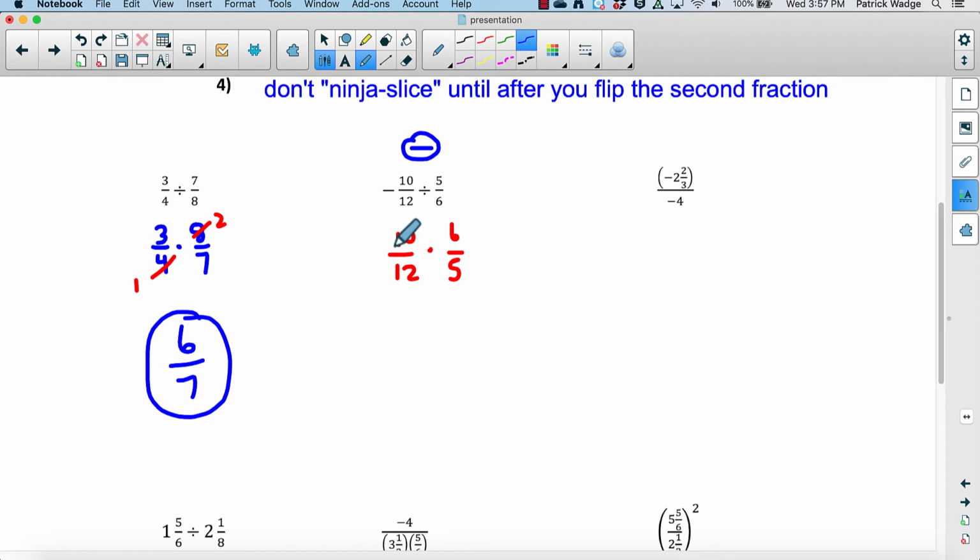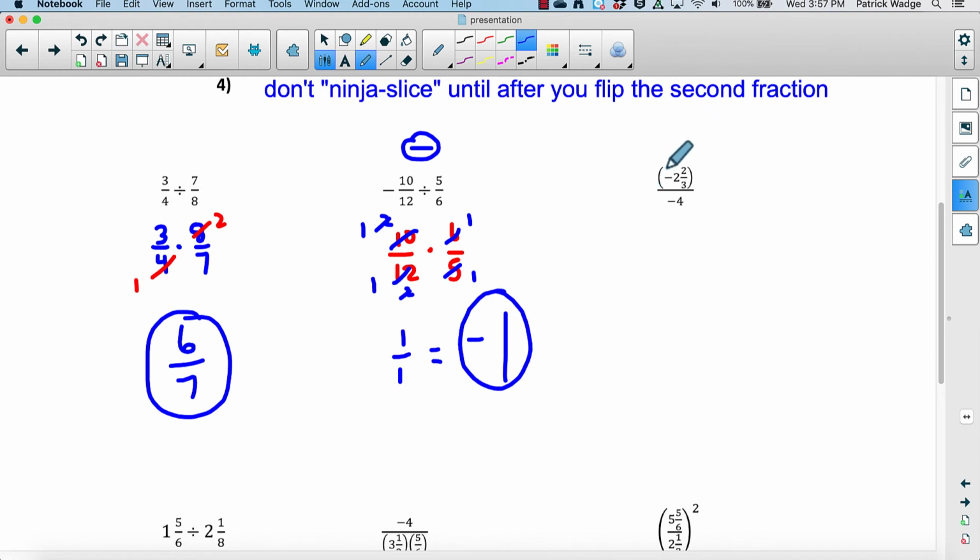And now I ninja slice. So the 10 and the 5 can divide them both by 5, and I get 1 and 2. The 6 and the 12 can divide them both by 6 and get 1 and 2. And the 2 and the 2 I could simplify, divide them both by 2, and I get 1 and 1. What? 1 times 1 is 1, and 1 times 1 is 1. I get 1 over 1, which is the same as 1. And wait a minute, it's negative, so actually my answer is negative 1.